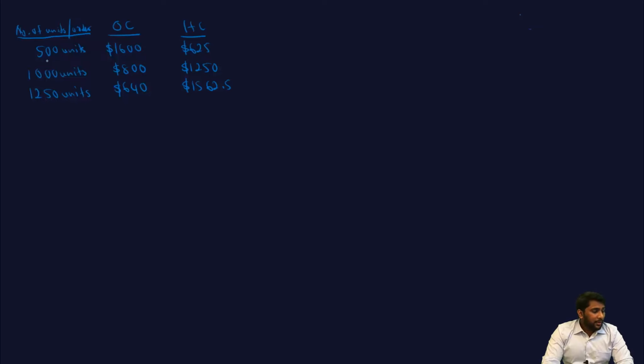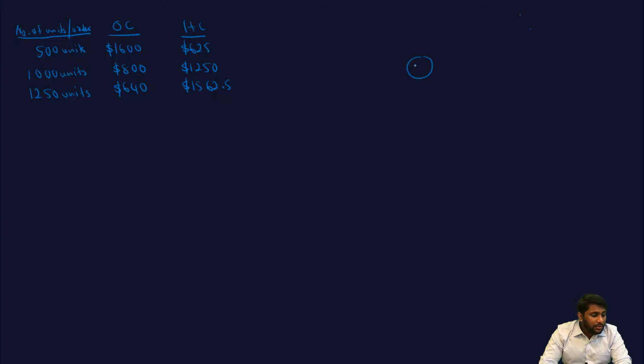When you are ordering 500 units, your holding cost is only 625. When you are ordering 1000 units, your holding cost is 1250. When you are ordering 1250 units, your holding cost is 1562.5. Why is your holding cost increasing when you order more units? Let me give you an example.